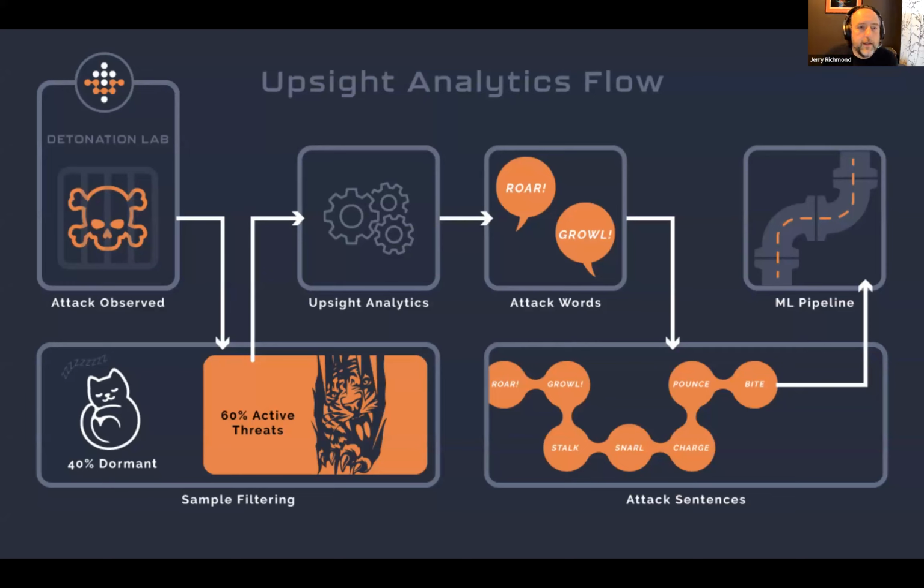This slide will kind of capture that. You can see here we have our deadly attack behind bars, and we take a look at that as the first step of the analysis. The thing that we're determining here is basically whether or not we have kittens or tigers. About 40% of the samples that we see are kittens. They're dormant. They're not doing anything at the moment. It's hard to believe, but sometimes malware doesn't run perfectly.